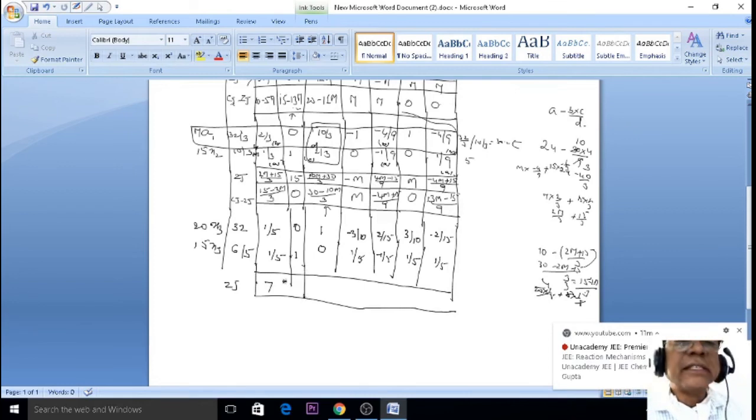Okay. This is 20 into this 15, and this 15, 20. Understand? Minus 3. 20 into 2 by 5 plus 15 into 1 by 5. So minus 1 by 3. Same thing. Minus 1 by 3. And same thing, this is 1 by 3.